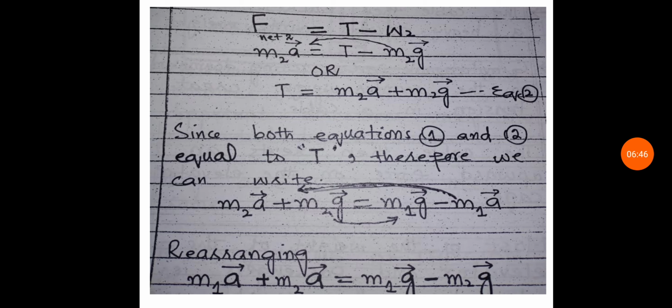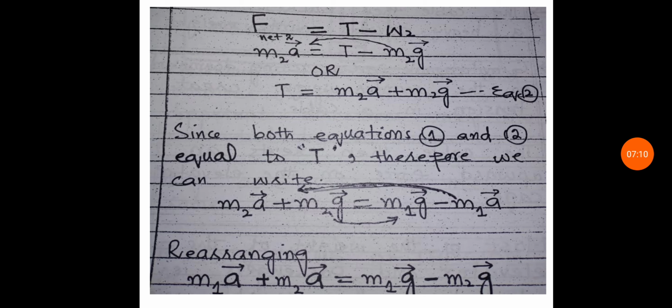By shifting the m2g on the other side, we get the value of tension, that is T equals to m2a plus m2g. It is equation 2. Now since both equations 1 and 2 are equal to tension, we can write m2a plus m2g equals to m1g minus m1a.